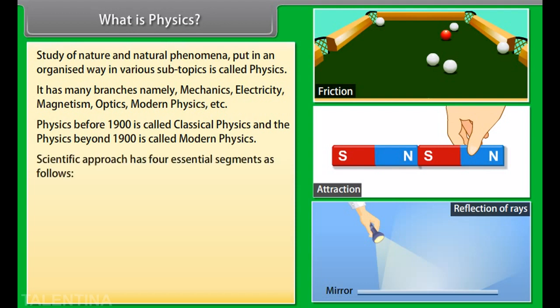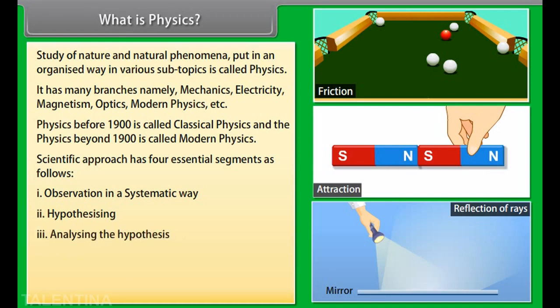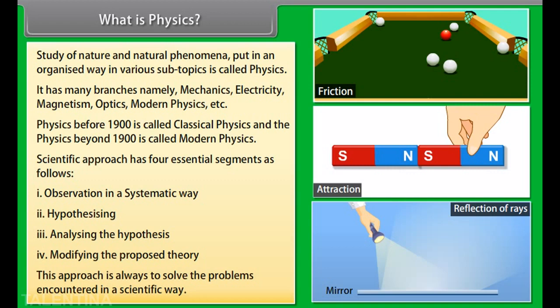The scientific approach has four essential segments as follows. Number 1. Observation in a systematic way. Number 2. Hypothesizing. Number 3. Analyzing the hypothesis. Number 4. Modifying the proposed theory. This approach is always to solve the problems encountered in a scientific way.